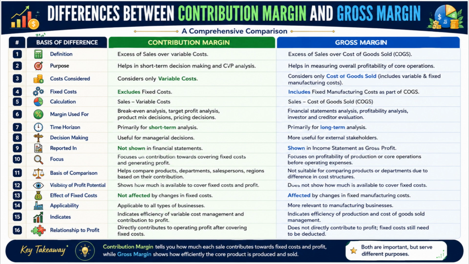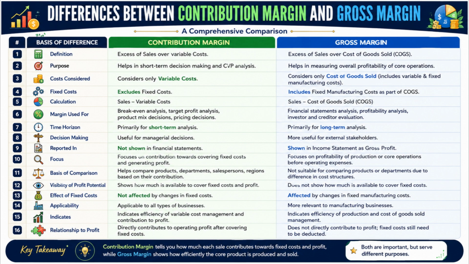Number 3. Contribution margin considers only variable costs, whereas gross margin considers the cost of goods sold, which may include both variable and fixed manufacturing costs. Number 4. Contribution margin excludes fixed costs completely, whereas gross margin includes fixed manufacturing expenses as part of production costs.